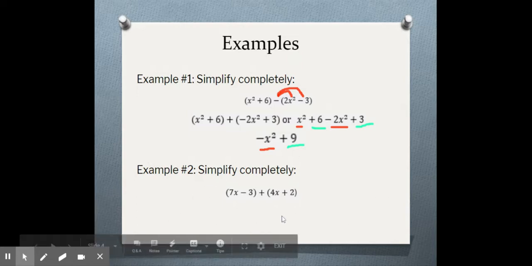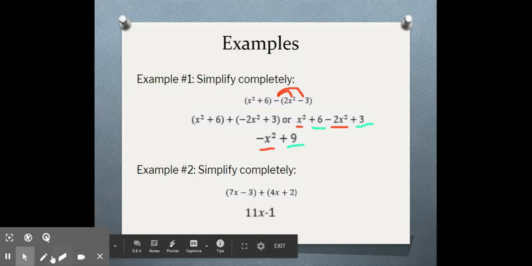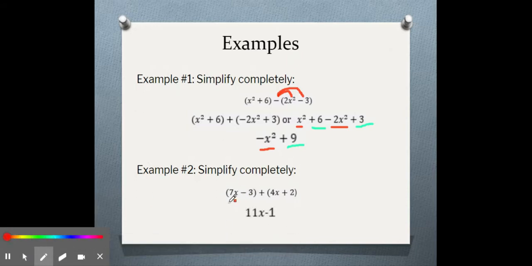My last example here, you're just going to be combining like terms again. So obviously we're subtracting and adding polynomials right now. This already has an addition sign, so we actually get to start from that middle step. So we're just going to combine like terms. Again, I have my 7x plus my 4x, which gets me 11x. And then I have my negative 3 plus the 2, so I'm going to have one negative left over.